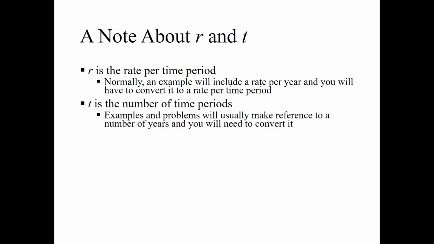Before we proceed, it's important to talk about r and t. Our r is going to be the rate per time period. Normally, an example will include a rate per year, and you will have to convert it to a rate per time period. So for example, if the bank said they were going to pay you 12% per year, and you were to earn interest on a monthly basis, you would take that 12%, divide it by 12 months in a year, and you would end up earning 1% per month.